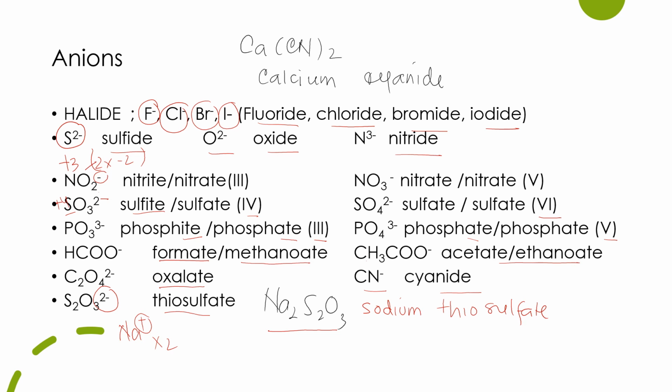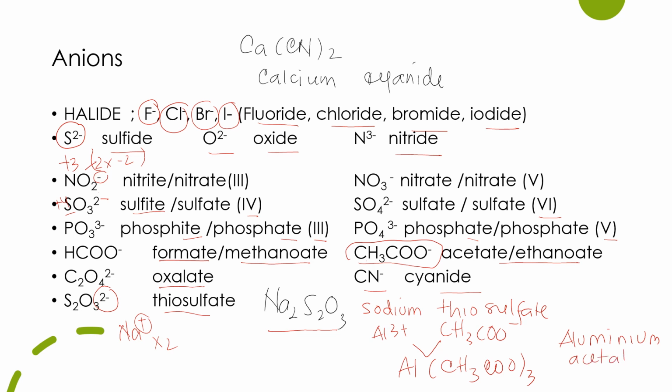Another example. CH3COO- with aluminum, for example. Aluminum is +3. Acetate is CH3COO-. And the formula of the compound is Al(CH3COO)3. The name is aluminium or aluminum acetate, or aluminum ethanoate. This one.